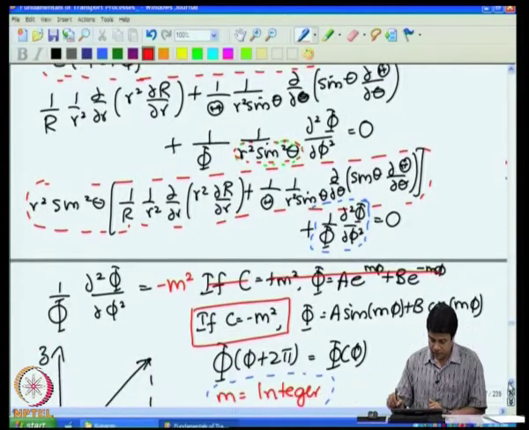The equation for phi just reduces to 1 over capital Phi, d square of capital Phi by d phi square is equal to a constant. So, this is the usual second order differential equation, identical to what we had encountered in Cartesian coordinates.